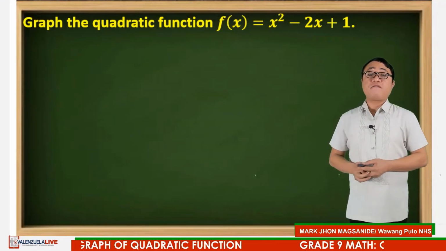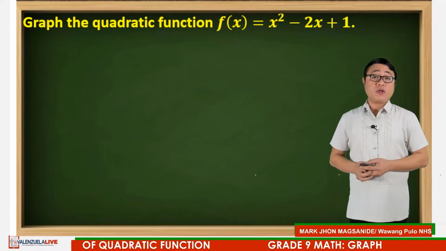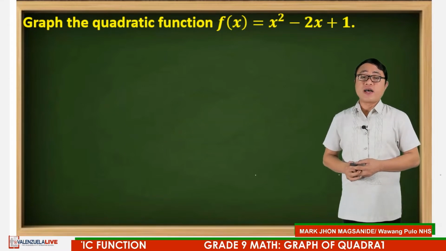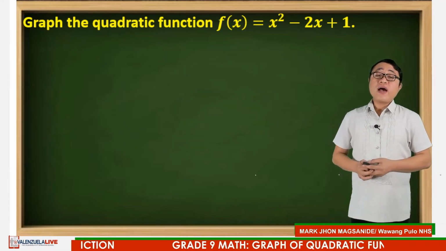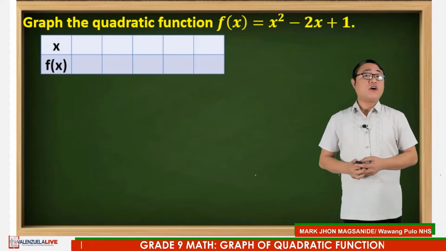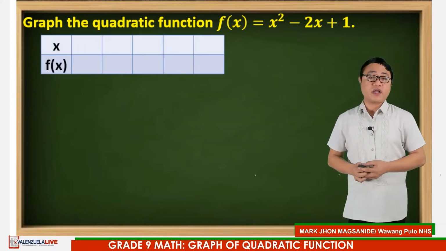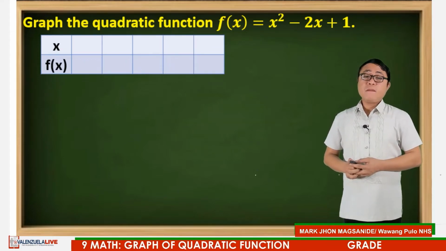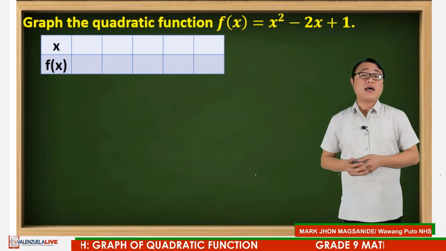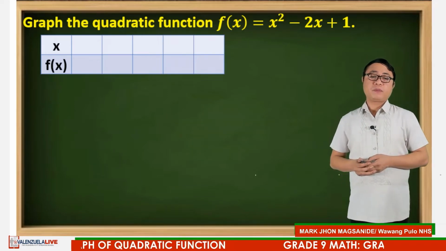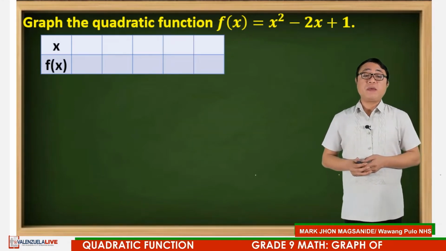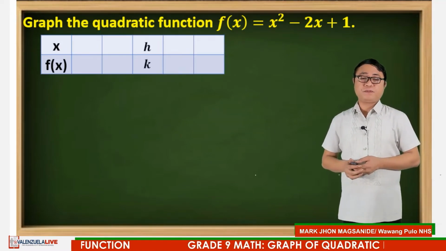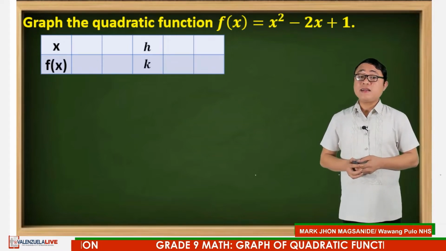Graph the quadratic function f of x is equal to x squared minus 2x plus 1. So we have to construct the table of values to have an organized presentation of ordered pairs. We can use at least 3 points to graph the parabola. But to get a better picture of the parabola, we will use 5 points. The coordinates of the vertex will be placed in the middle column of the table of values. Let us begin now.